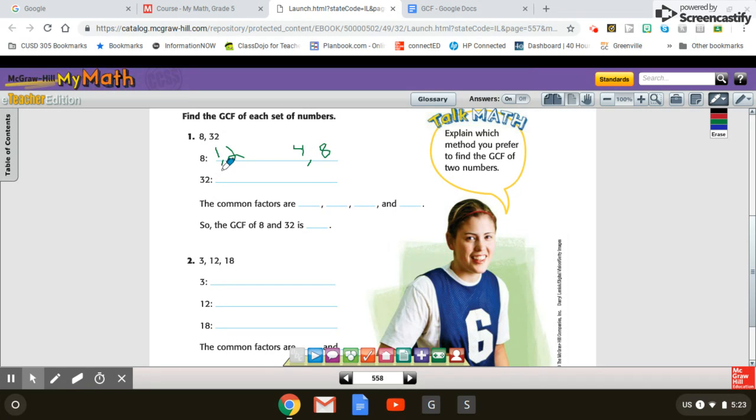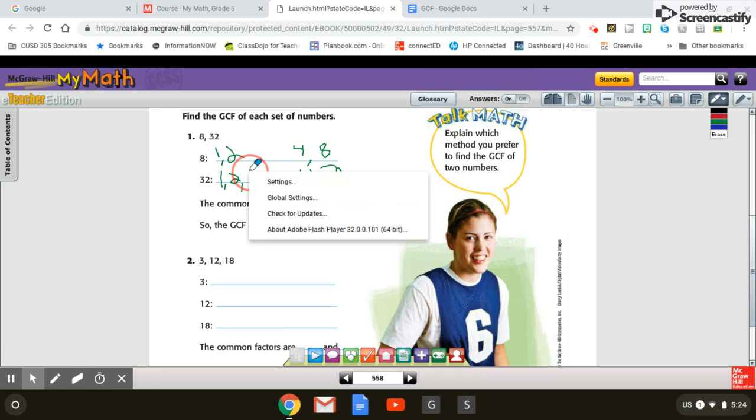Now the factors of 32 are 1 and 32. Okay, it's even, so we know we can take it times 2, or divided by 2. So 2 times, I'll tell you, if you don't know, it's 16. This is hard to do. 16, okay. All right, 3 doesn't. 4 does. 4 times 8.